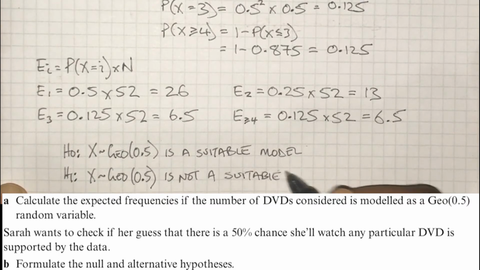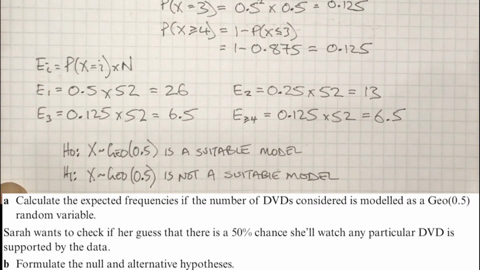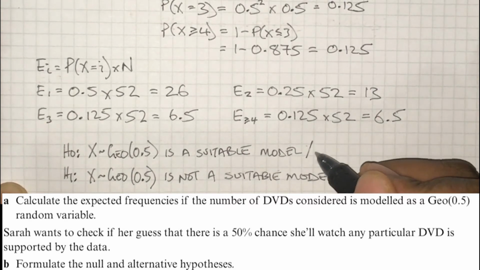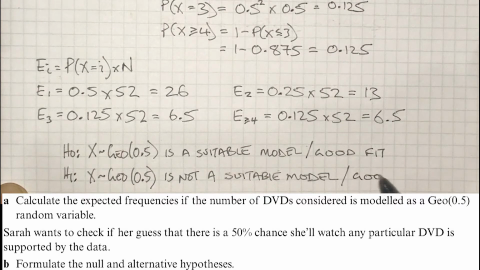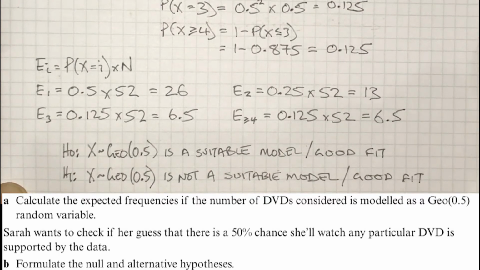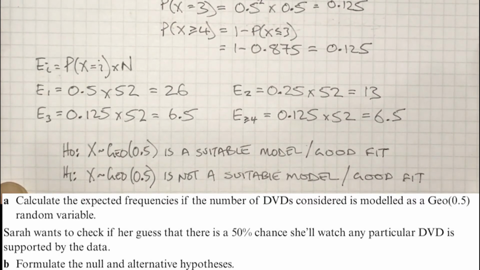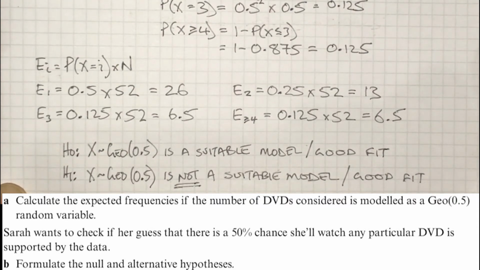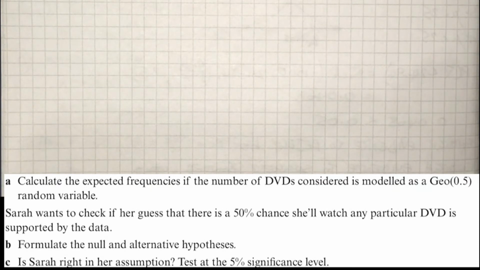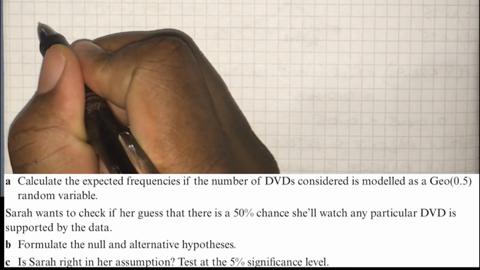For the alternate hypothesis, we can state that X follows a geometric distribution of 0.5 is not a suitable model. Or once again, we can say it is not a good fit. Either of these phrases will be fine according to the exam board and the mark schemes. You get to choose which one you would like to use. Just be consistent in your choice there.